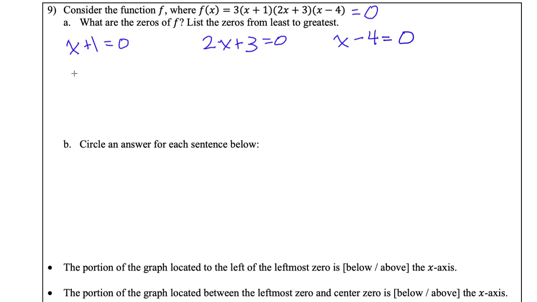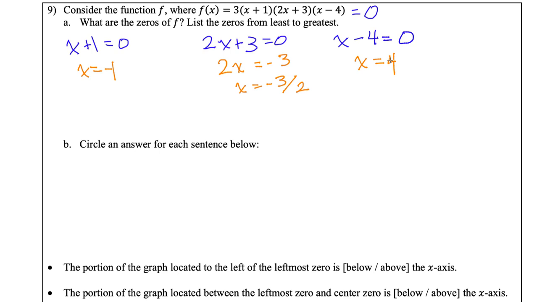And then I solve. Subtract 1 on both sides, x is equal to negative 1. Subtract 3 on both sides, I get 2x is equal to negative 3, and then divide both sides by 2, x is equal to negative 3 halves. Finally, add 4 to both sides, x is equal to 4. We just found all 3 zeros of our function.